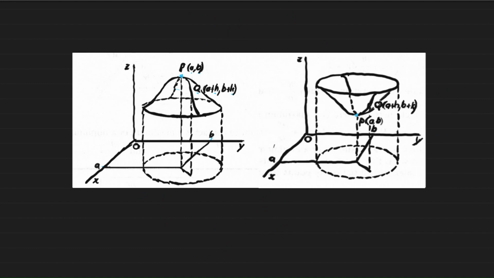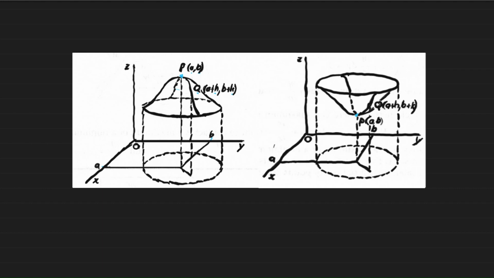On the left-hand side, we have this little bell-shaped curve, or you can think of it that way. And at point P, we see that we have a maximum. On the right-hand side, we have the same surface inverted, and we see that point P corresponds to a minimum. So in both graphs, the x value is a and the y value is b. So these are the coordinates (a, b) that correspond to the maximum here and the minimum here.